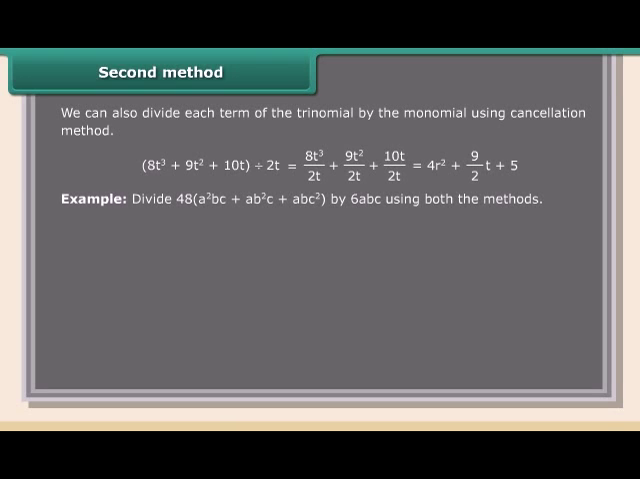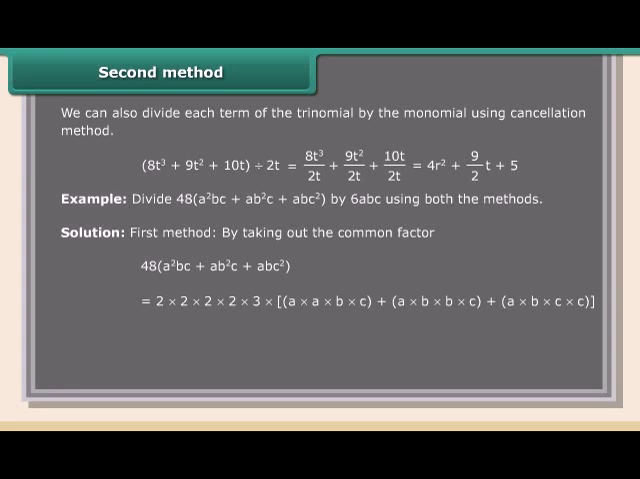Example. Divide 48 into a square bc plus ab square c plus abc square by 6abc using both the methods. Solution. First method. By taking out the common factor, 48 into a square bc plus ab square c plus abc square is equal to 2 into 2 into 2 into 2 into 3 into a into a into b into c plus a into b into b into c plus a into b into c into c is equal to 2 into 2 into 2 into 2 into 3 into a into b into c into a plus b plus c is equal to 16 into 3 into abc into a plus b plus c.